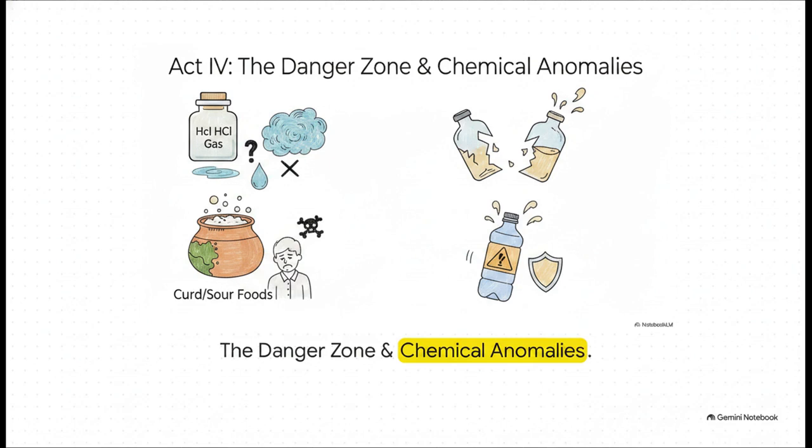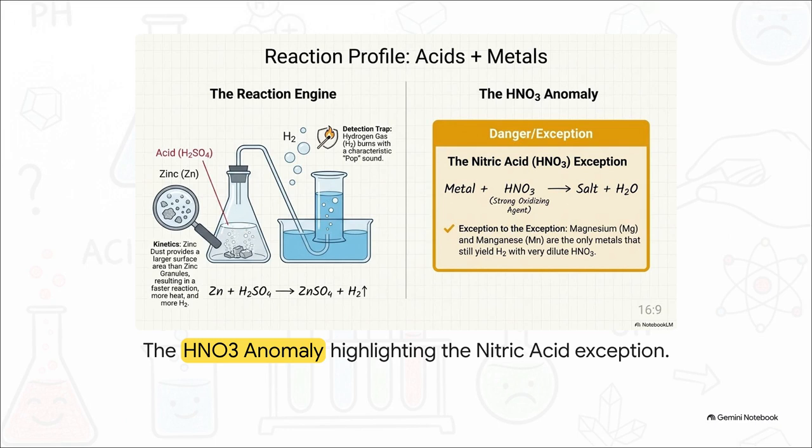Furthermore, there's the copper curd hazard. You can never ever store sour foods like curd or yogurt in copper or brass vessels. The natural acids in the food react corrosively with those specific metals, producing highly toxic chemical compounds that will cause severe food poisoning. So the crucial point here is that you always have to be aware of the exceptions to the rules.